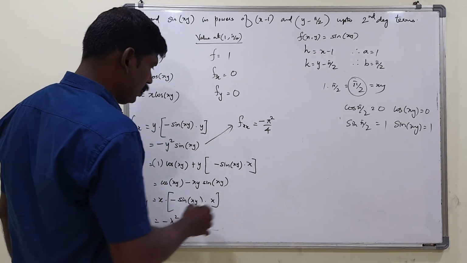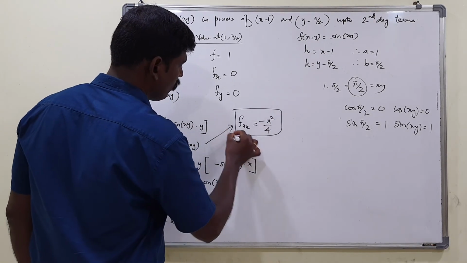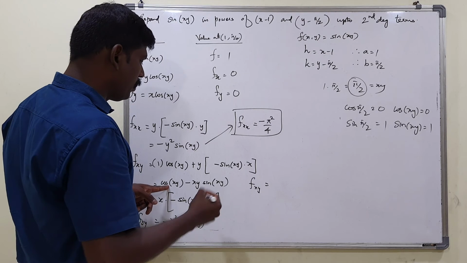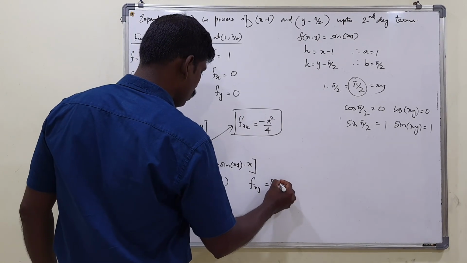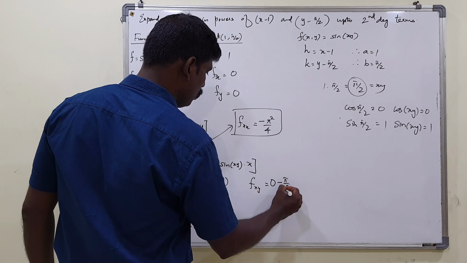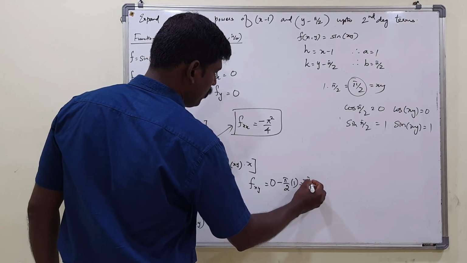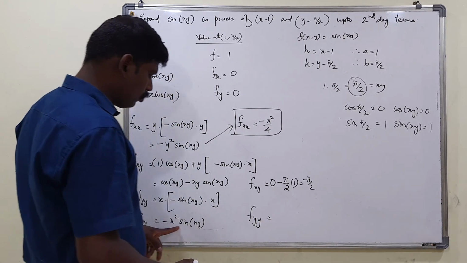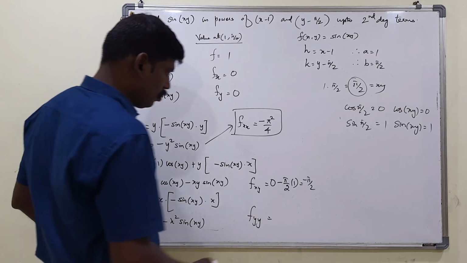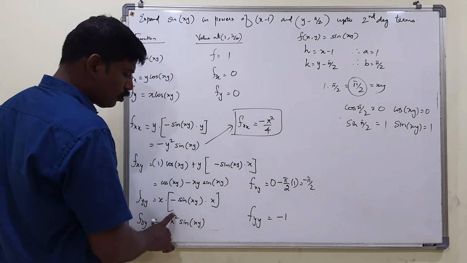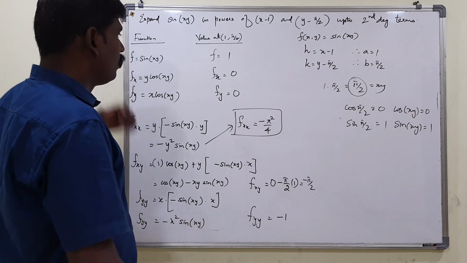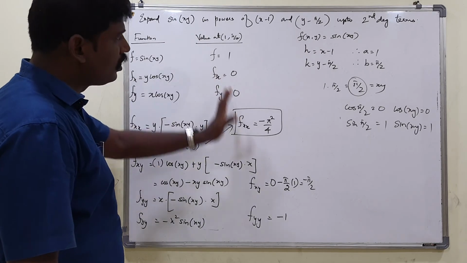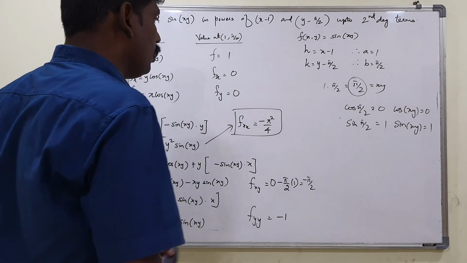And then f_xy: cos xy becomes 0, minus xy into 1, that is equal to minus pi by 2. And then f double y equals minus x square into sin xy, sin xy becomes 1, x is 1. So minus 1 square into 1, so minus 1. Okay, so I just found all these values here. Substitute all these values into the Taylor series expansion and you can get the answer.